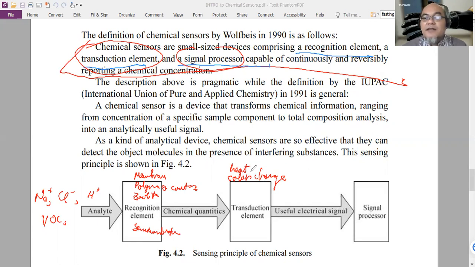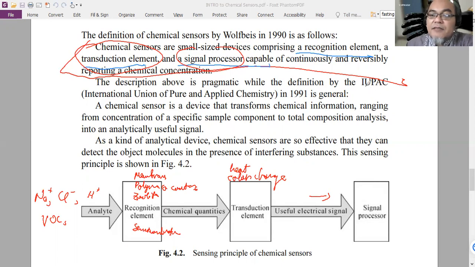So if you have heat, then you will put a thermistor, for example, a resistor that is sensitive towards thermal change. If it is color change or light intensity, you could put a photodiode, photoresistor, phototransistor, which will change any of the light intensity change into voltage change or resistance change. And then this can be further processed using signal processing, either in the analog domain or the digital domain.